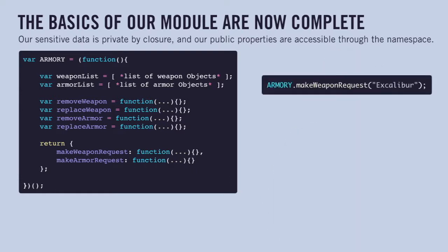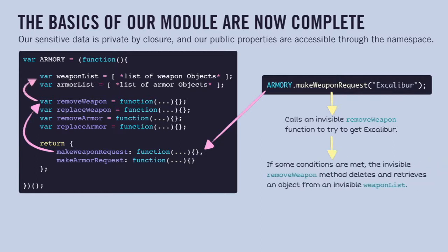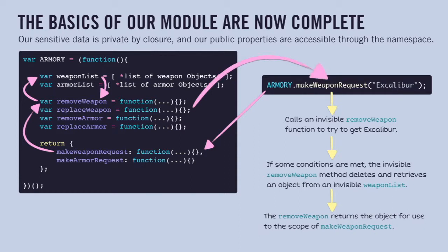So now, if we call armory.makeWeaponRequest on the weapon Excalibur, well, the armory namespace, which is that small object there, calls its makeWeaponRequest property method. Next, makeWeaponRequest will call removeWeapon, which is invisible, in order to try to get Excalibur. Next, if some conditions are met, namely if the weapon exists in the weapon list and if it should be checked out to the person who's making the request, then the invisible removeWeapon method deletes and retrieves the object from the invisible closed-up weapon list. Weapon list returns that object to the removeWeapon function scope. Then, of course, removeWeapon will return that object for use to the scope of makeWeaponRequest, and then the armory namespace can decide what to do with Excalibur.